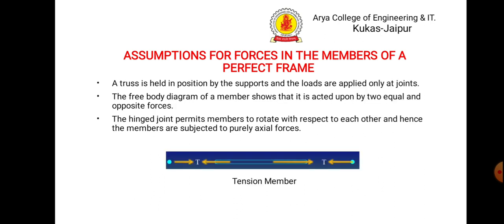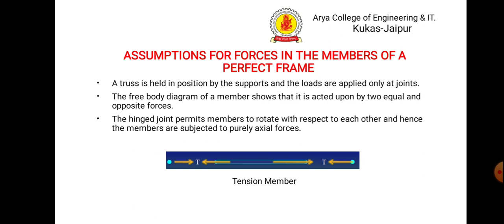Okay. Now, a truss is held in position by supports and the loads are applied only at joints. So the free body diagram of a member shows that it is acted upon by two equal and opposite forces. The hinge joints permit members to rotate with respect to each other, and hence the members are subjected to pure axial force only. So there are only two types of force. One is tension and the other one is compression.